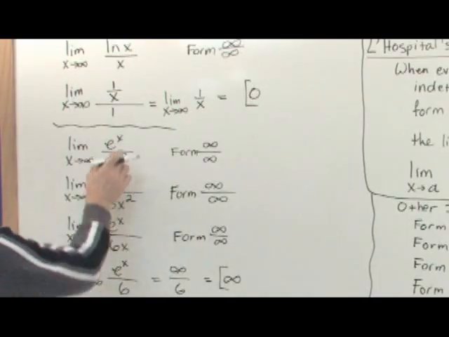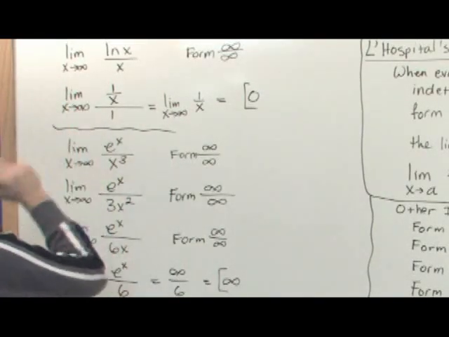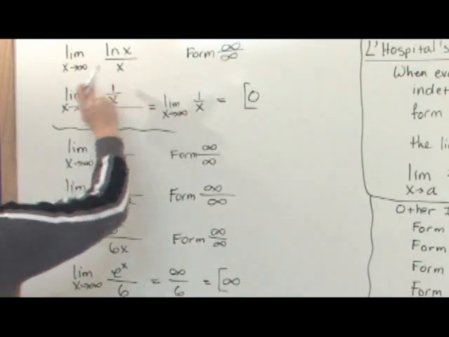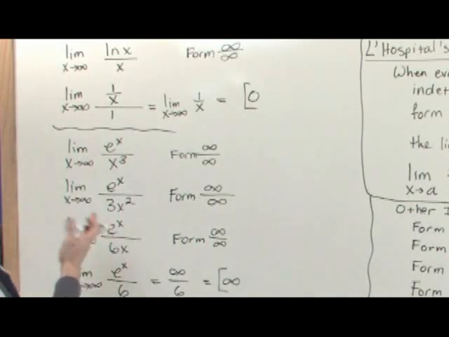And that's just telling you that the top function is going to win, and so it's going to drive the whole thing to infinity. In the previous example, this one, the bottom function went to infinity much faster, and that drives it to 0. So it's kind of cool. You have two examples here. In each case, the top and the bottom approached infinity independently, but you got different answers for the limits because of the way in which they approached infinity.